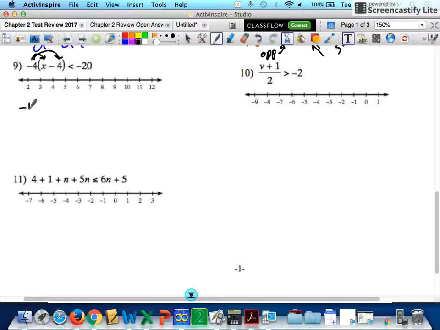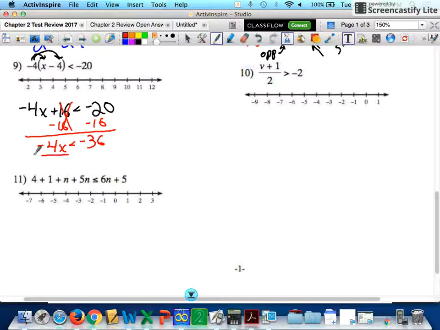Okay? Shade left. For number 9, our first step is we have to distribute this -4 inside. What that gives me is -4x plus 16 is less than, just less than, -20. All right? For my next step, I've got to get x by itself, and that starts with subtracting 16 from both sides. We're always doing that subtraction first, okay, or addition. We're always getting rid of that first.